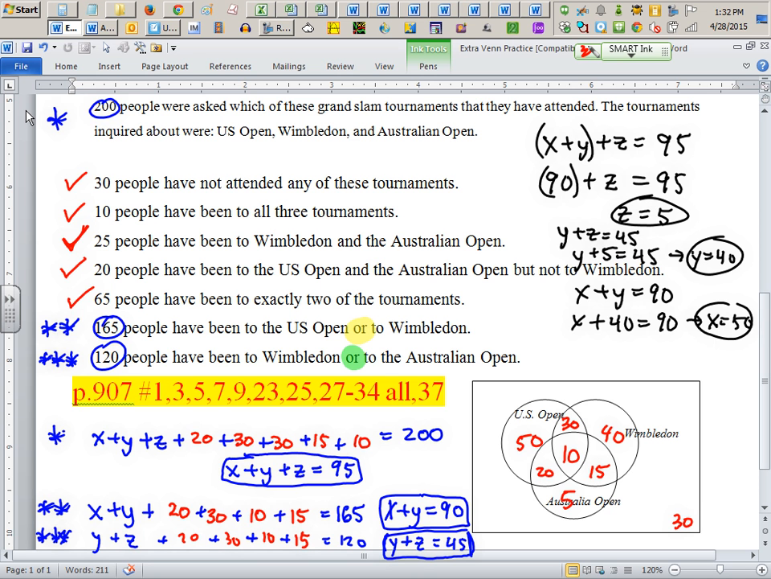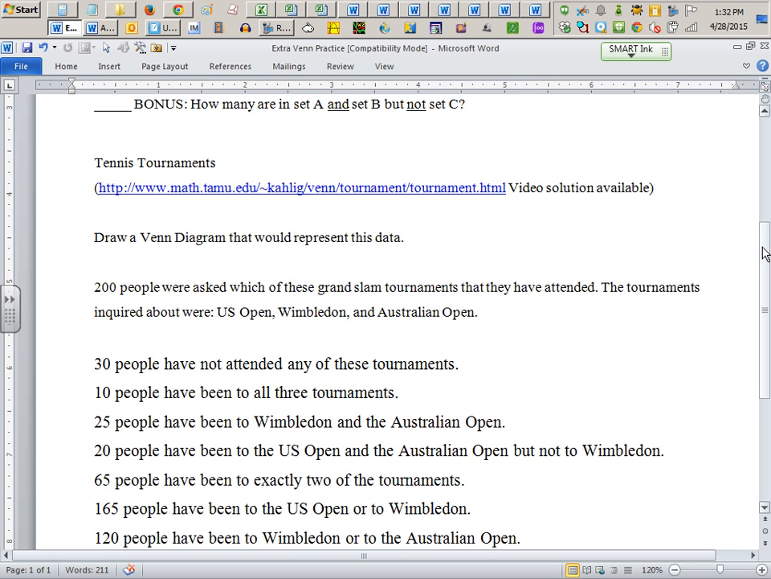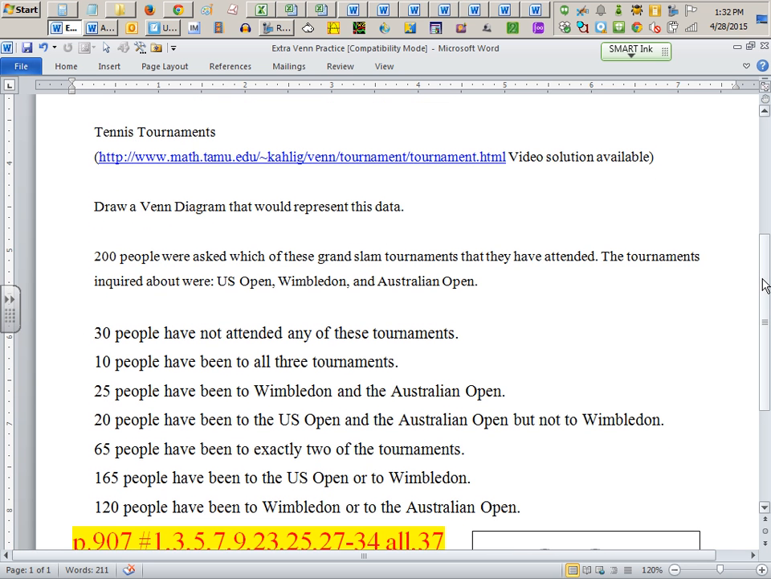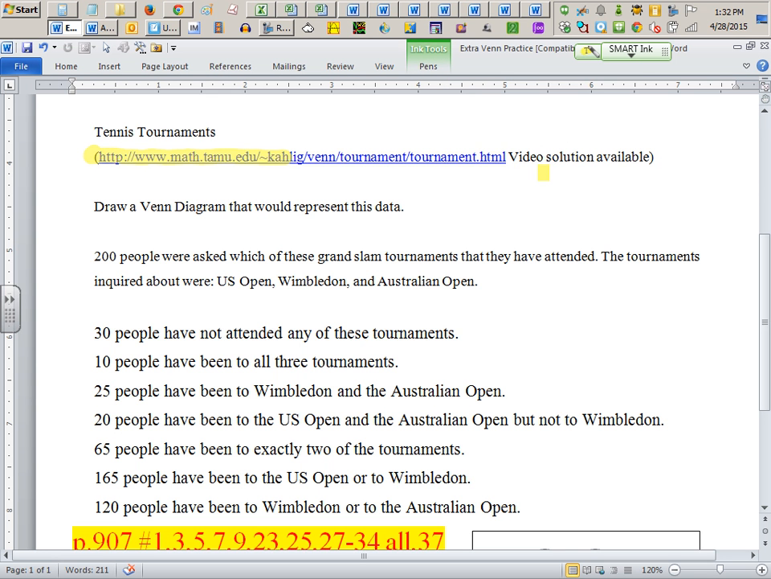Okay? All right. That's the conclusion of 12.1. Don't forget to do the page 907. Oh, and I want to give credit to the author of this problem. So I'm going to scroll up so you can see the author. That was taken from math.tamu.edu. So here are my sources for that problem. Right there, and there's a video of their solution as well if you want to go see that. All right.